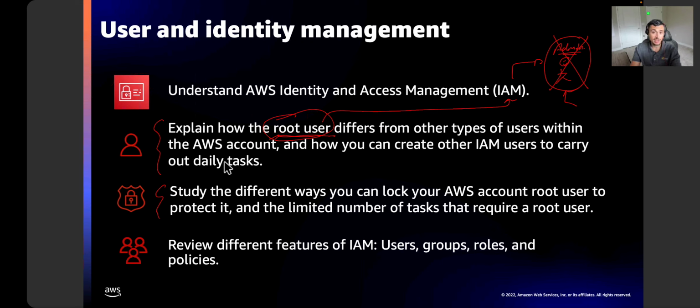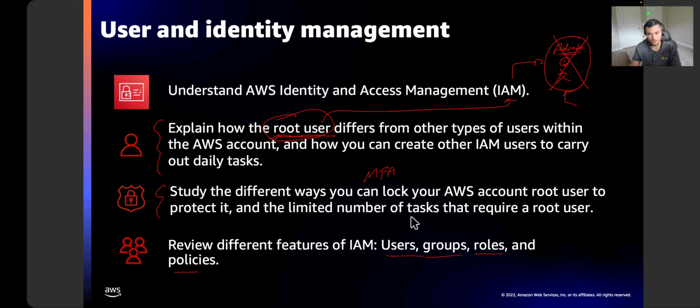After doing so, we want to make sure that we're locking away the root user credentials, and that we're enabling things like MFA, multi-factor authentication, on the root user, so that there's an additional level of security if anyone tries to access it. And then we also need to understand the different features of IAM. The different features are users, groups, roles, and policies.